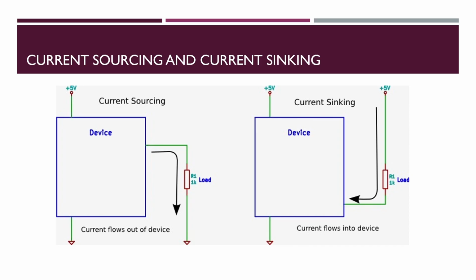So here the result is the load is connected to the positive supply plus 5 volt. The device pin goes low to the ground. Current flows from plus V to the load, from load to the device pin, and from device pin to the ground.